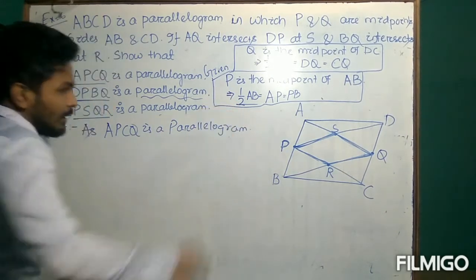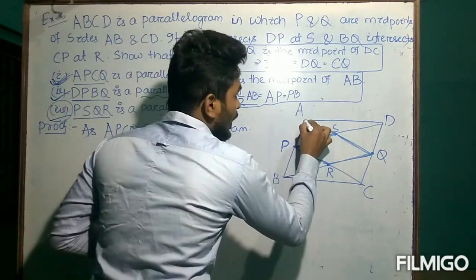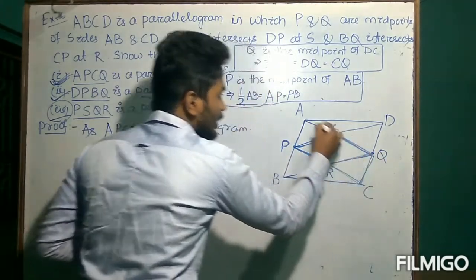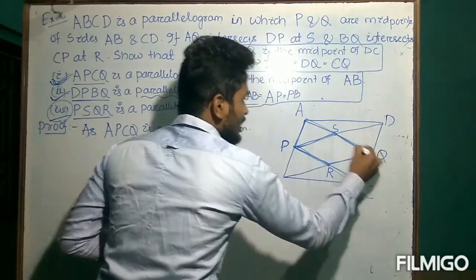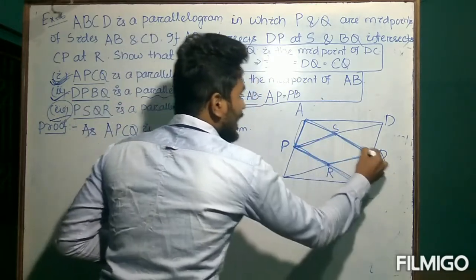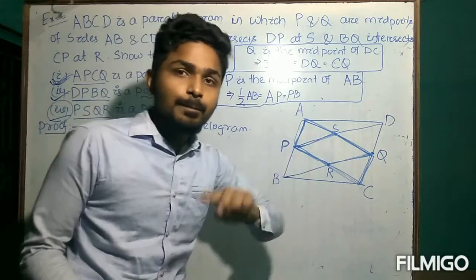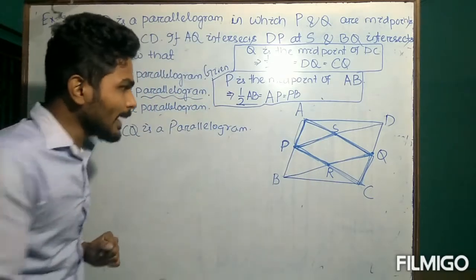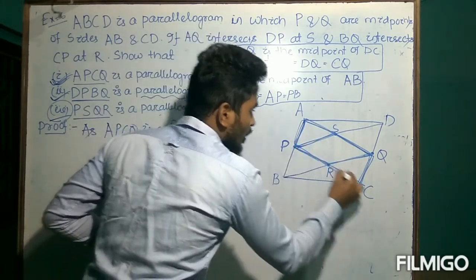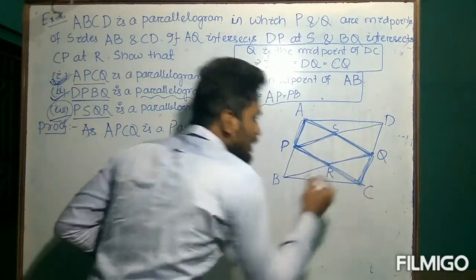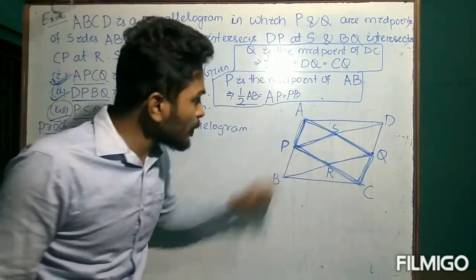Okay, done. So APCQ, okay, CQ, this one, this quadrilateral, this is a parallelogram. If it is a parallelogram, then we know in a parallelogram the opposite pair of sides are what? Parallel. So for the parallelogram APCQ, can we write AQ is parallel to PC? Yes, because they are a pair of opposite sides.